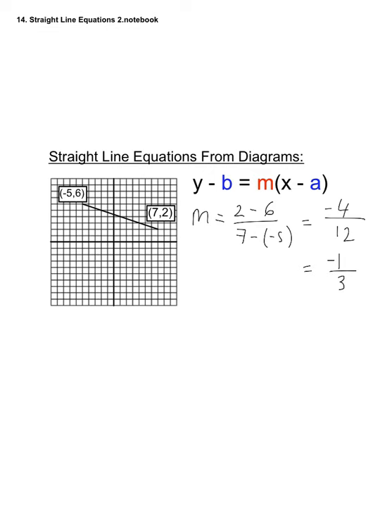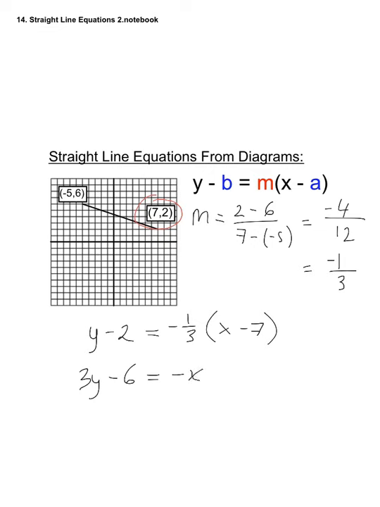I'm going to then put it into the form y minus b equals m times x minus a. So I've got y take away, I'm going to use the coordinate 7, 2 over here to substitute into my formula. So it's y minus 2 is equal to negative 1/3 of x minus 7. If I multiply both sides of the equation by 3, I'll get 3y minus 6 is equal to negative x.